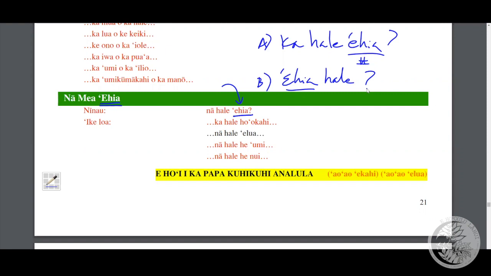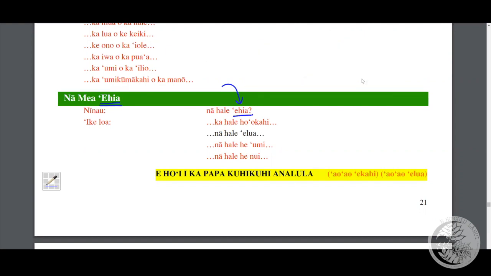So that's a common mistake. When people say ehia hale, they're not asking what number of house. They're asking how many houses. Or if you ask the question kahale ehia, you're not asking how many houses, you're asking which of the houses. Okay, some other things to remember.